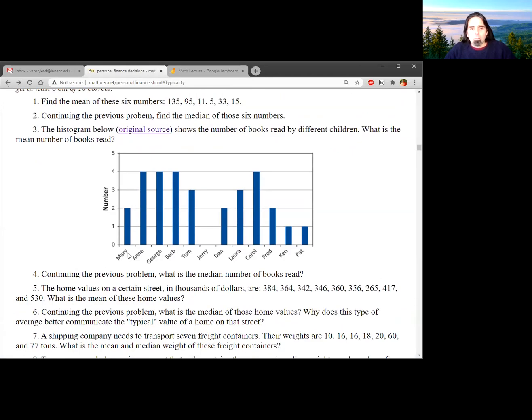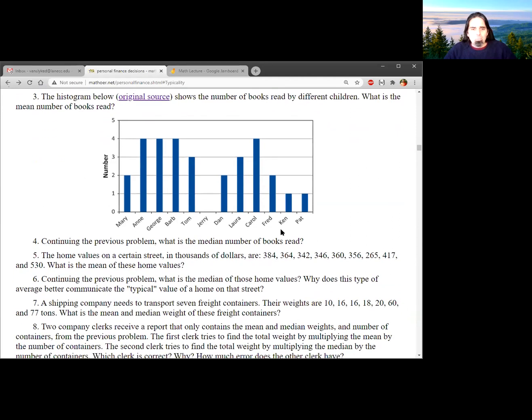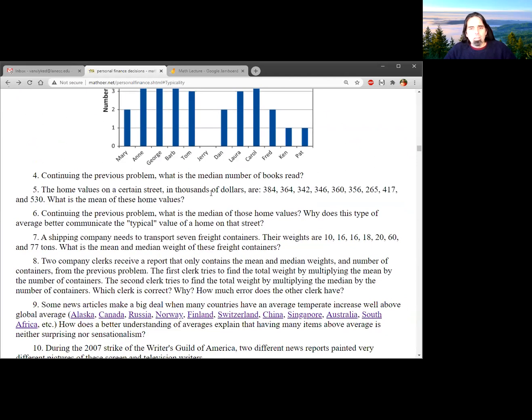Here's a histogram of the number of books different students read. And this is a case where the bins are not numbers, right? Dan isn't a number, Laura isn't a number. So what's the median number of books read? What's the mean number of books read? I did those out of order. Here's that house neighborhood thing where some houses aren't worth as much as others. What's the mean and median of those home values? Which type of average is more meaningful in that situation?